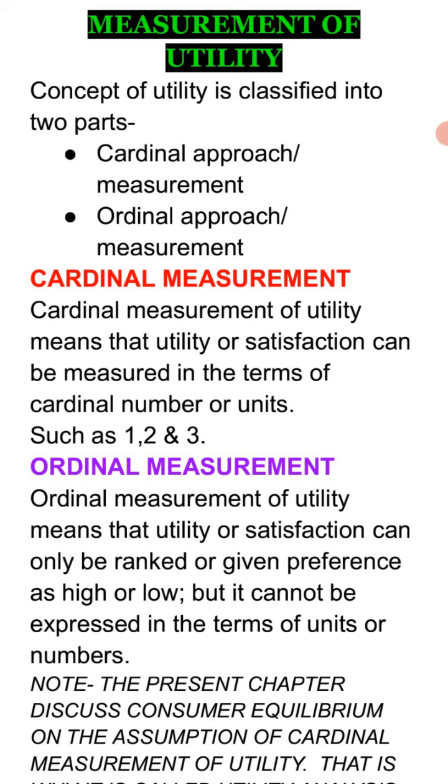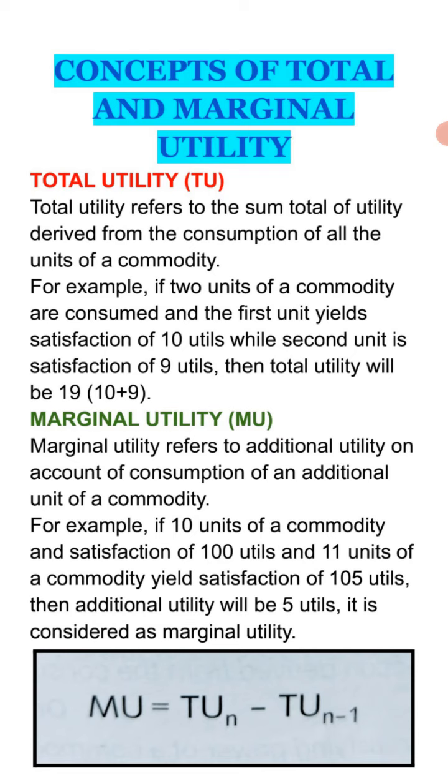So that is why the name of the chapter is Consumer Equilibrium: Utility Analysis. That means we are going to analyze the chapter on the concept of the cardinal approach. Now see the next topic, the concept of total utility and marginal utility. Total utility is also known as TU and marginal utility is also known as MU. The very first is the total utility.